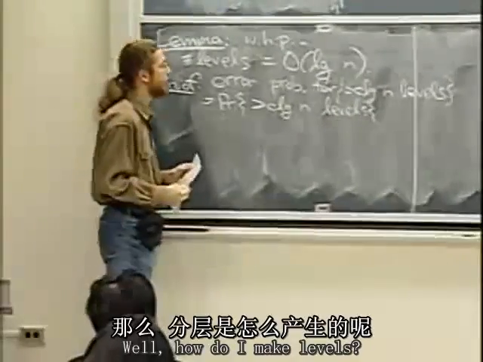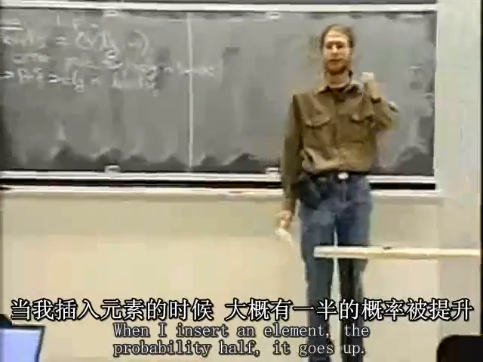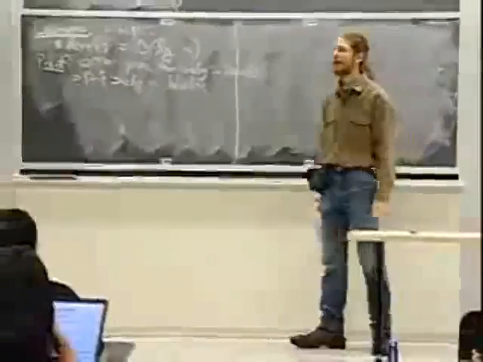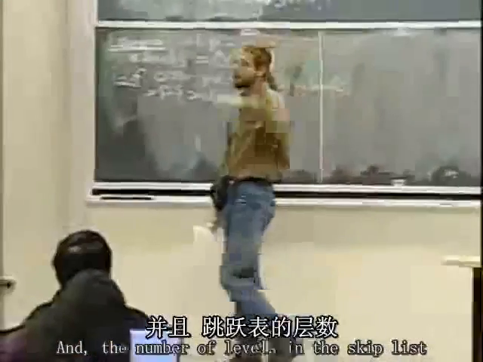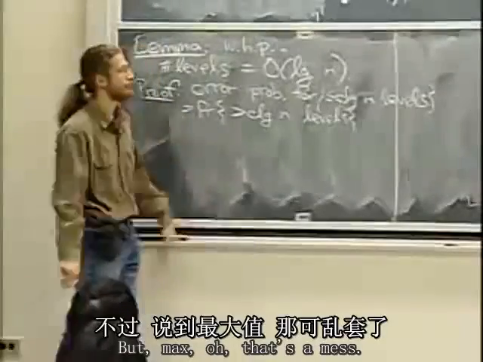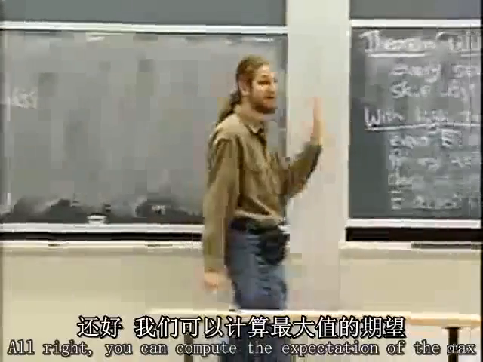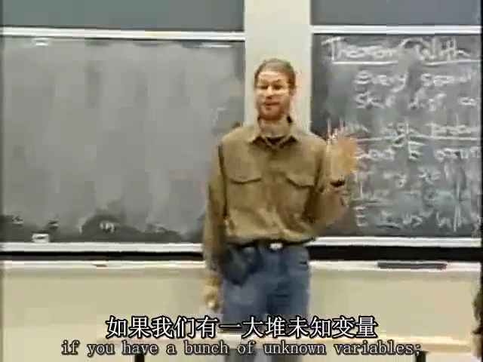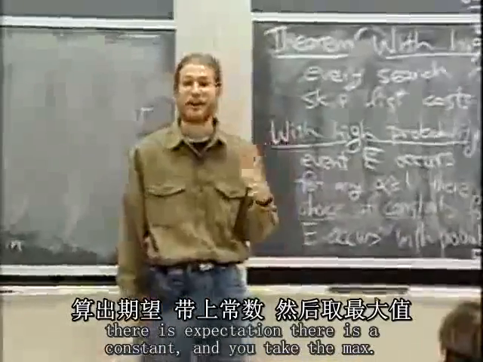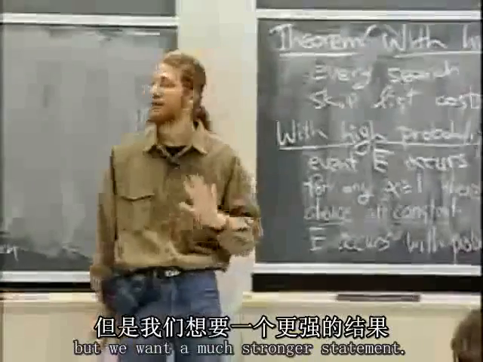Well, how do I make levels? Well, when I insert an element, with probability half it goes up. And the number of levels in the skip list is the max over all the elements of how high it goes up. But max, that's a mess. Right? You can compute the expectation of a max. If you have a bunch of random variables whose expectation is a constant, and you take the max, it's like log n in expectation. But we want a much stronger statement.